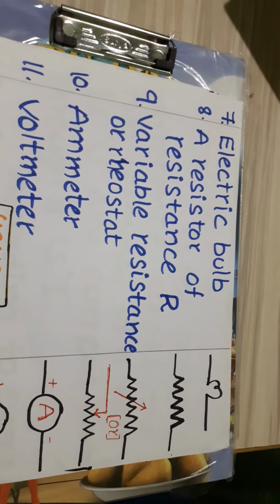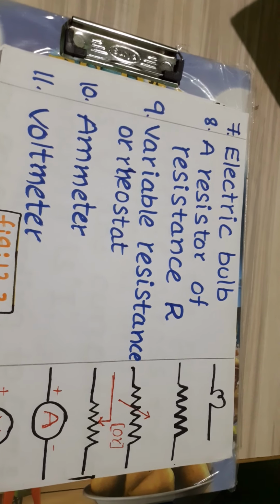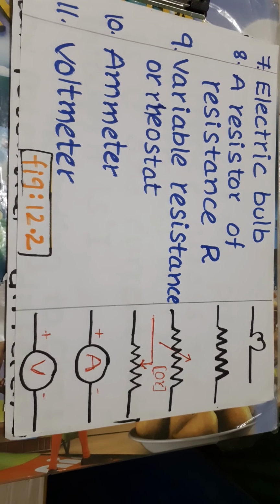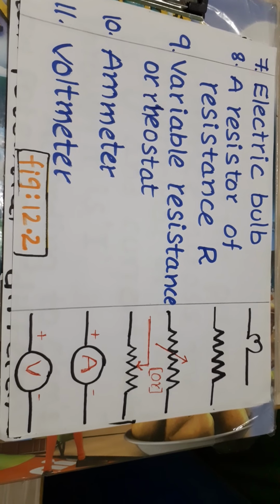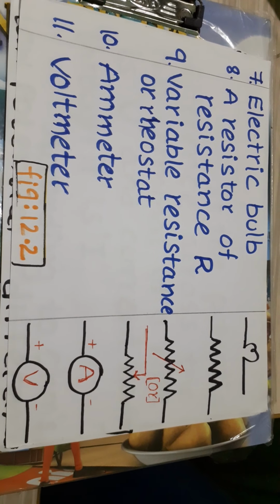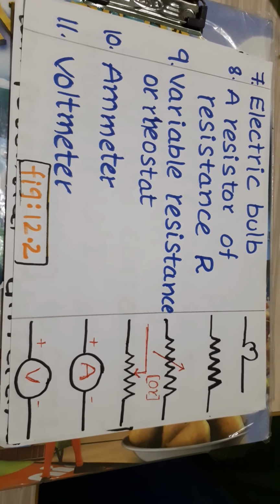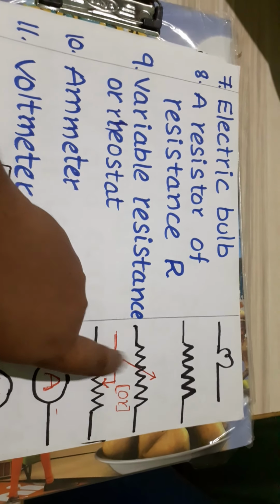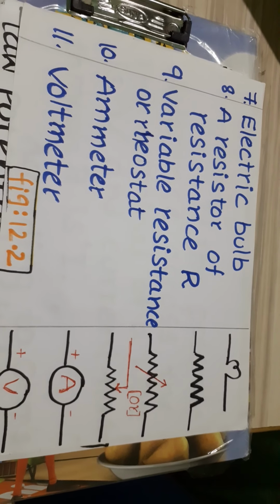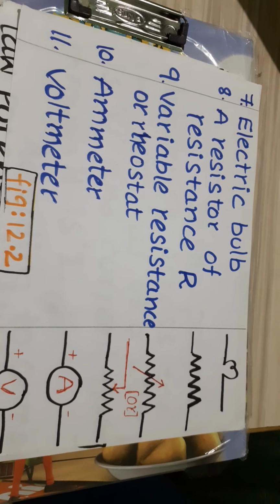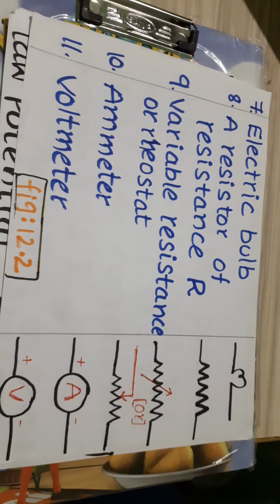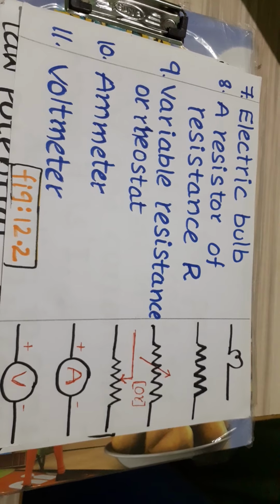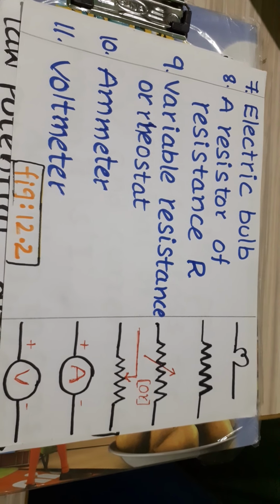Every conductor has some resistance. So what is meant by resistor? A resistor is a device which can be used to control the flow of electrons in a circuit through the conductor. Variable resistance, this is the symbol of the variable resistance. A variable resistance consists of a number of resistances such as 1 ohm, 2 ohm, 3 ohm. Rheostat. A rheostat is a device which can be used to increase or decrease current in the circuit.